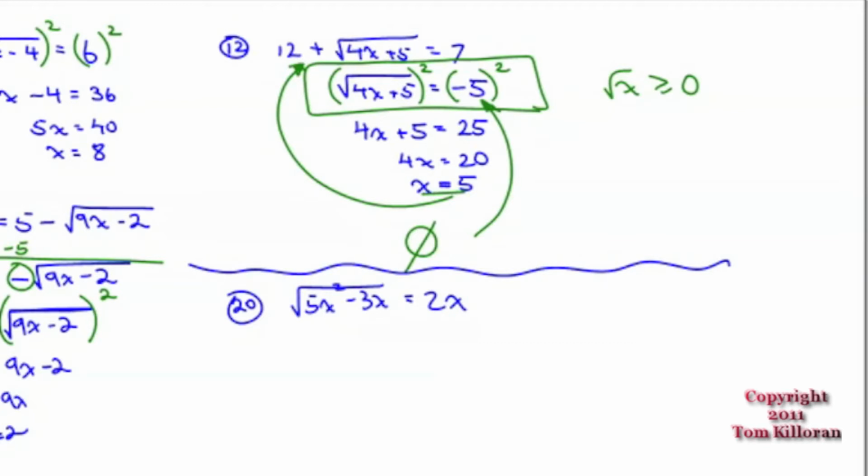The technique is the same pretty much consistently through this. What do I do to both sides? Square. The square root is isolated, so we're going to square both sides. Don't just square pieces. Make sure you square entire sides, especially if there's a sum or a difference there. So the left-hand side becomes 5x squared minus 3x. The right-hand side becomes 4x squared. You got to square both pieces.